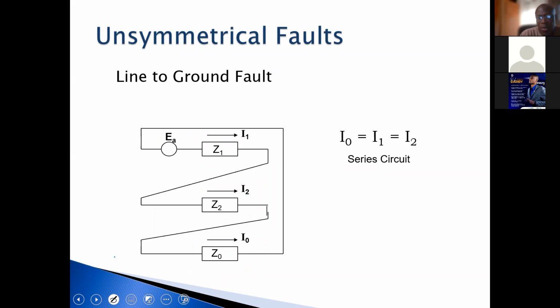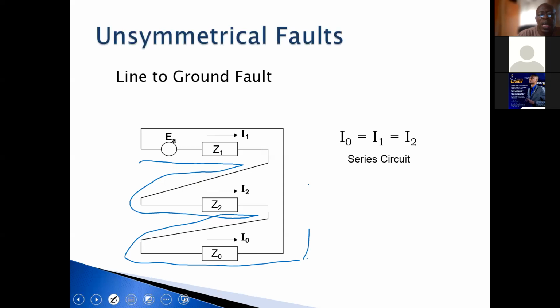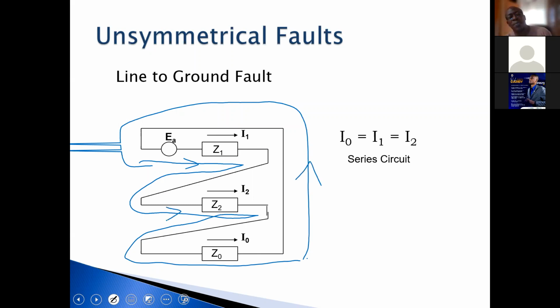So they are equal because if we just look at the flow, we have I1, I2, I0, and it comes back around. So that's the direction of flow. I have not changed anything. All right, any questions?